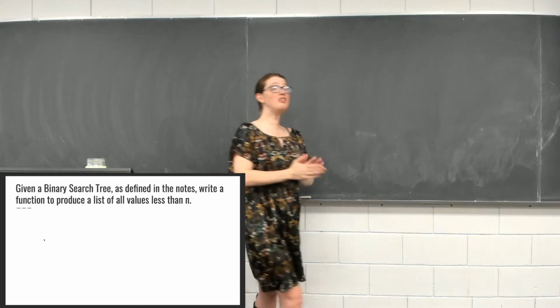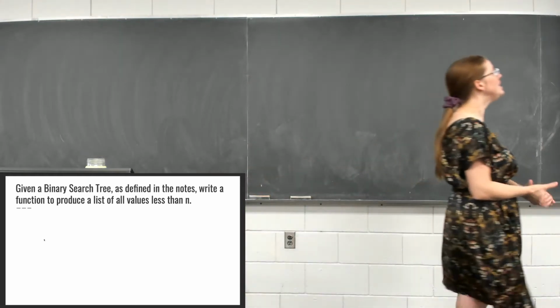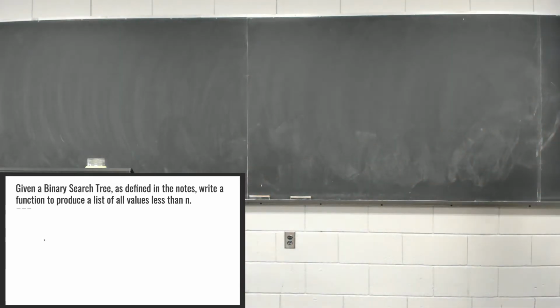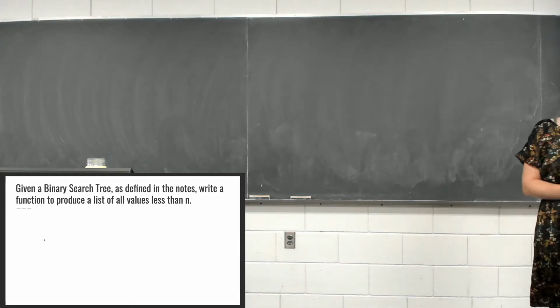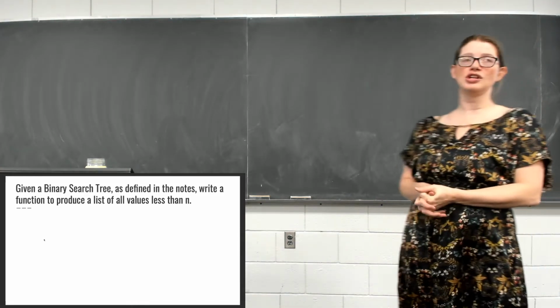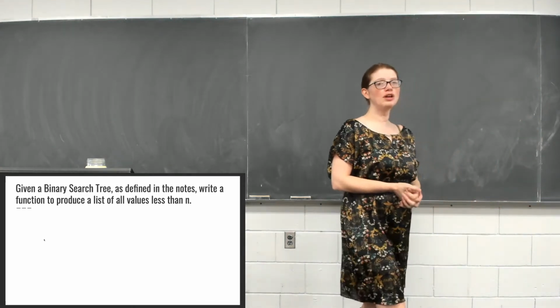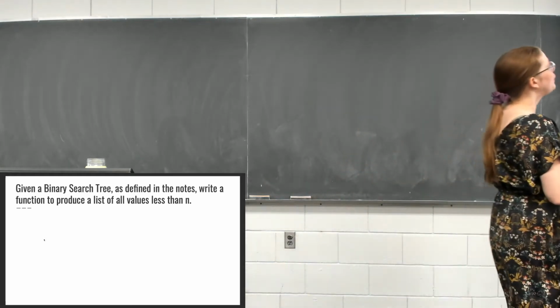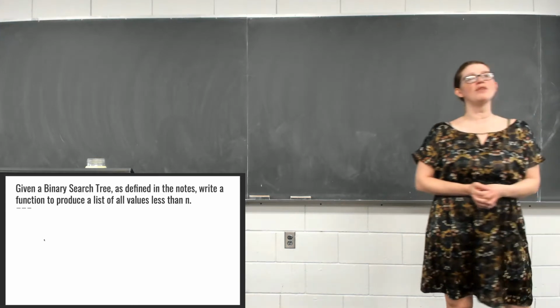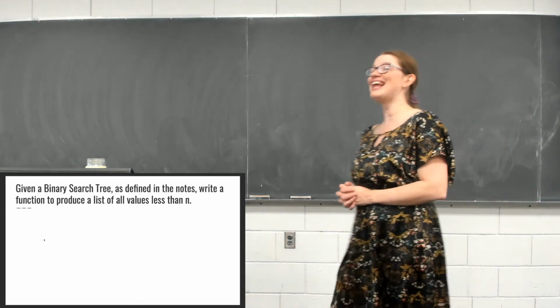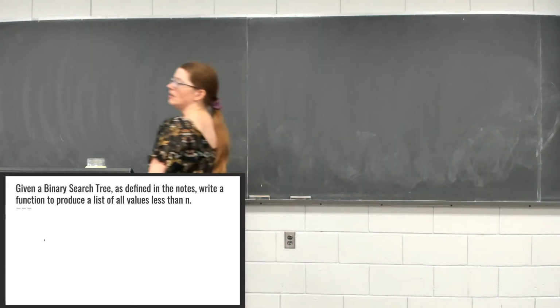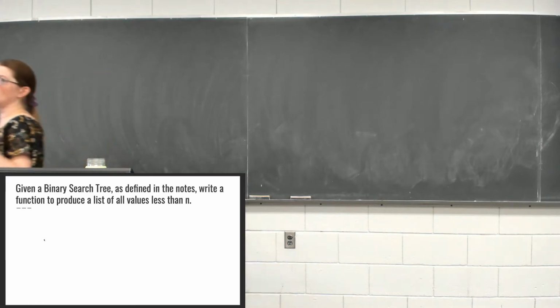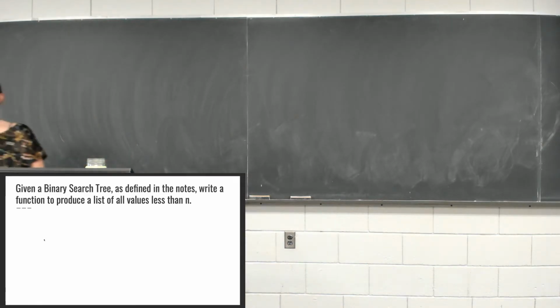So why don't you guys take these first few minutes and see how much you remember about binary search trees. See if you can write a function that takes a binary search tree of numbers as defined in the course notes, and write a function that produces a list of all of the numbers that are less than n. So we're going to consume two arguments and produce a list of numbers less than n. And that's strictly less than, so no equal.